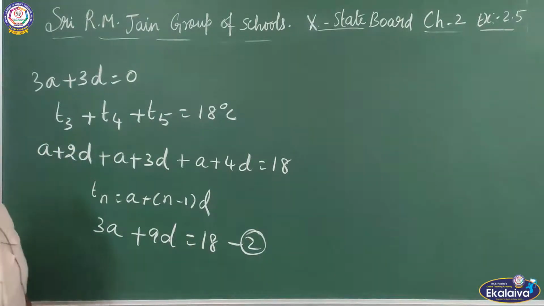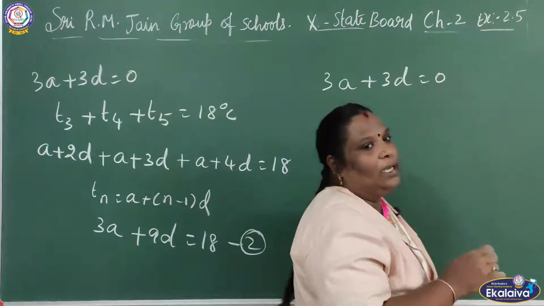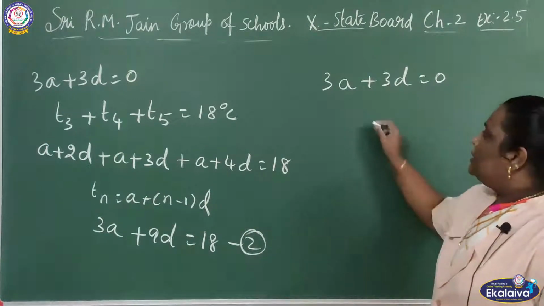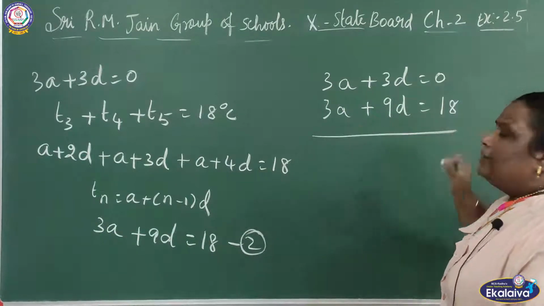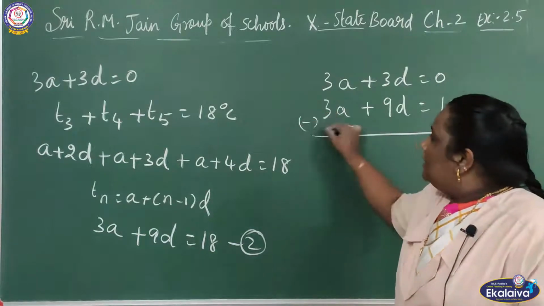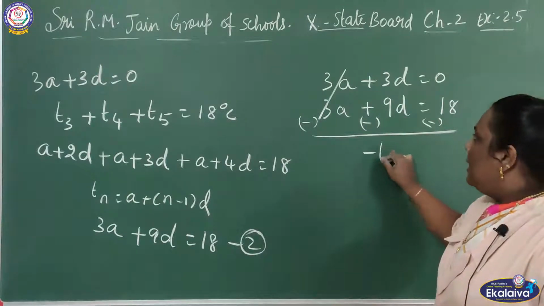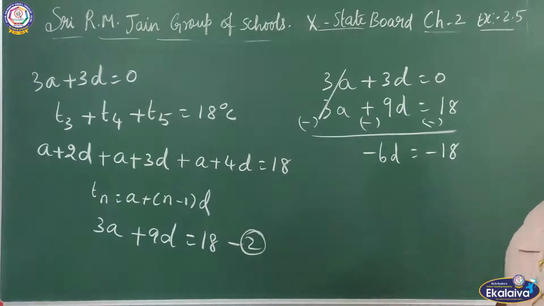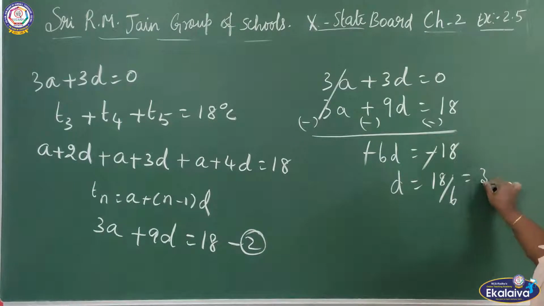Solve 1 and 2. 3A plus 3D equal to 0, and 3A plus 9D equal to 18. Subtracting, 3A minus 3A get cancelled. Minus 6D equal to minus 18. The minuses cancel, so D equal to 18 by 6. The value is 3. The difference is 3 degrees C.